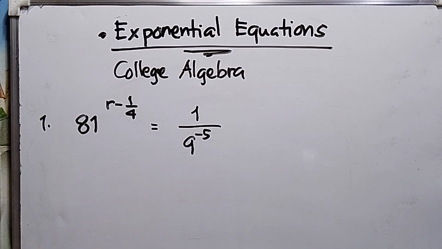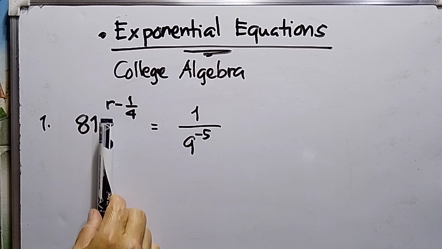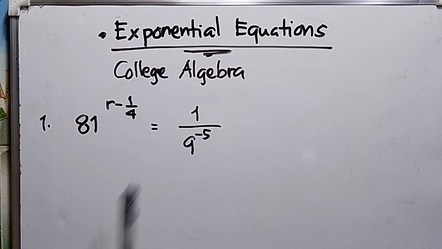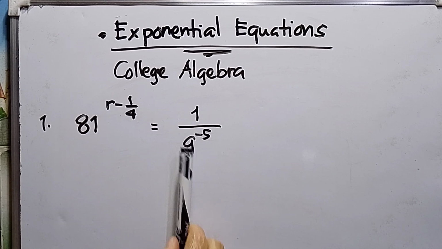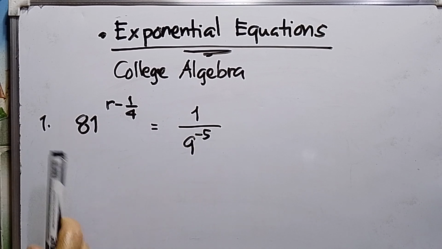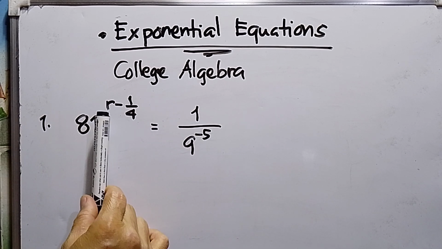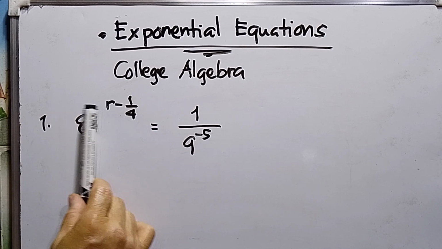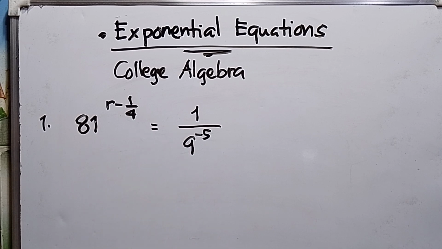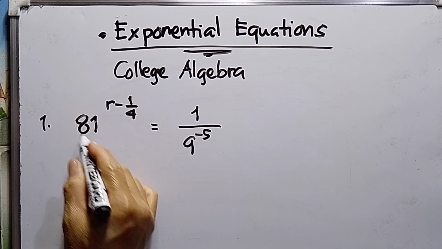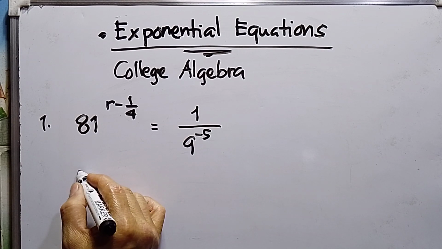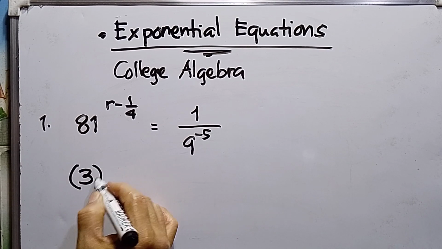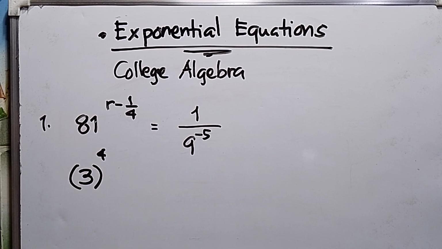So I have here number 1: 81 raised to the power of r minus 1/4 is equal to 1 over 9 raised to the negative 5. So in this case, we need to solve the value of r. But the first thing to do is we need the bases to be the same. So in this case, I need to make this one as 3 raised to the power of 4.